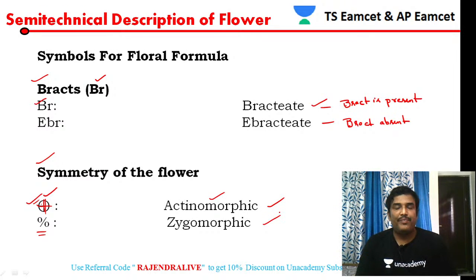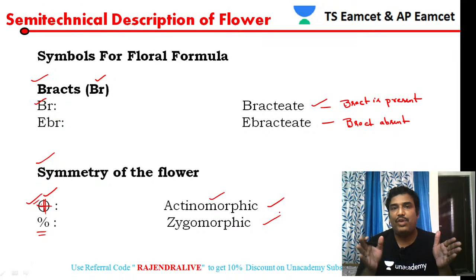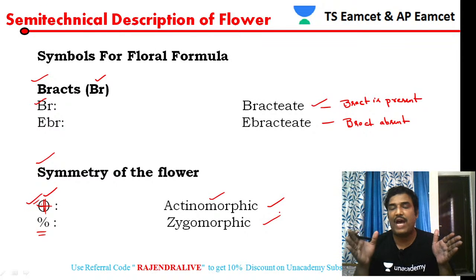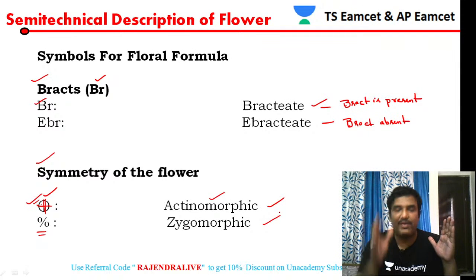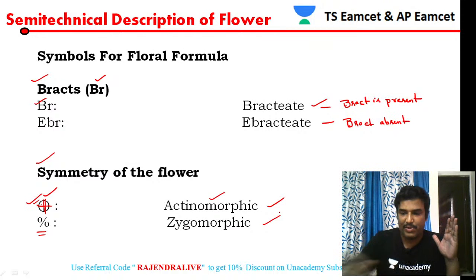The flower will produce two equal halves only when it is cut in a single direction. When the flower is cut in a single direction, then only does it produce two equal halves. Such a condition is called zygomorphic. If you cut the flower in that direction, it produces two equal halves. Such a condition is called zygomorphic. So this is about the symbols related to the symmetry of the flower.